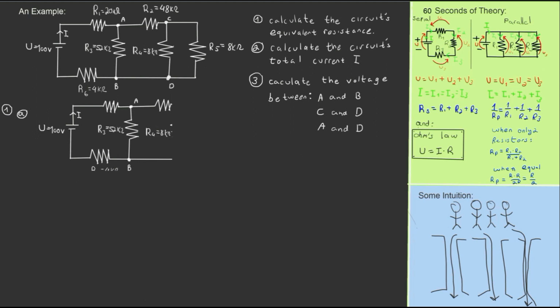So let's replace these two resistances by a single resistance. Let's call it R45. So I still have R2. That's R2. That's R1. And I'll replace these two with a single resistor. I'll call it R45.